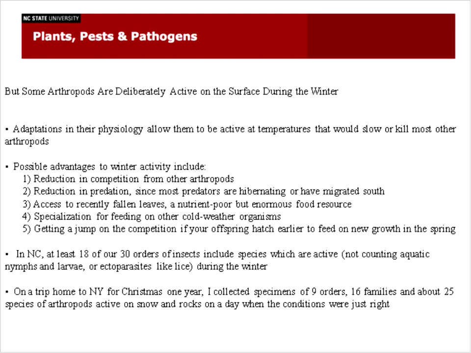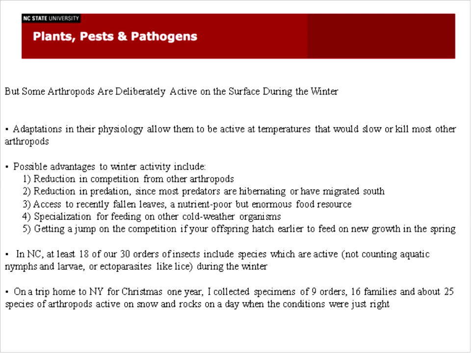All right, just a few more things here before I wrap up because it's Mike's turn. But there are actually many species of arthropods which are deliberately active on the surface of the ground or on vegetation during the winter. Adaptations in their physiology allow them to be active at temperatures that normally would slow down or kill most other arthropods. And you kind of wonder, well, why would they want to be doing this in the winter? There are several possible advantages.